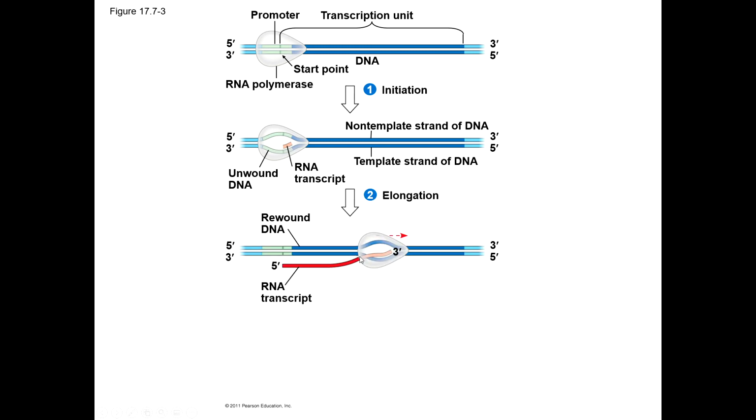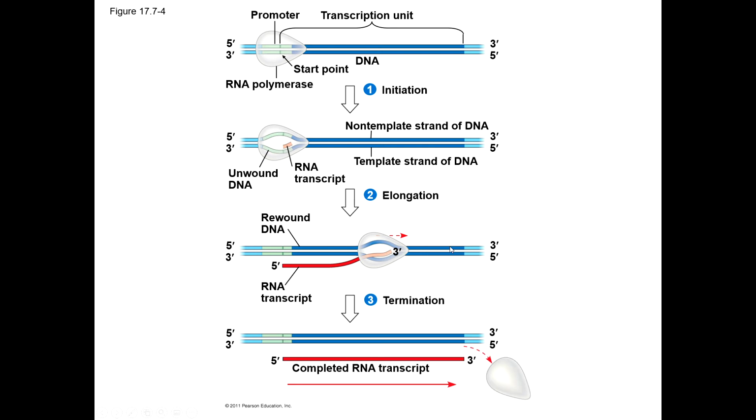And that is elongation. And at some point, it's going to reach a termination point, which is just the opposite of the promoter. The promoter attracts RNA polymerase. The termination point causes the RNA polymerase to be released, and now you have your completed RNA transcript. And it's ready to go. So there's your 3 stages: initiation, elongation, and termination.